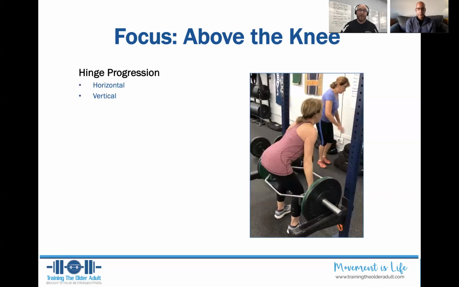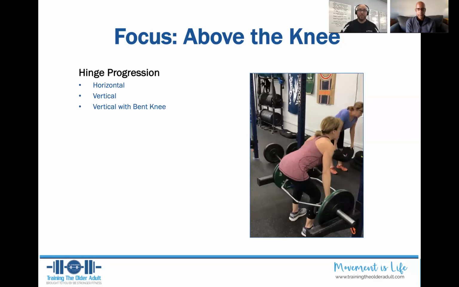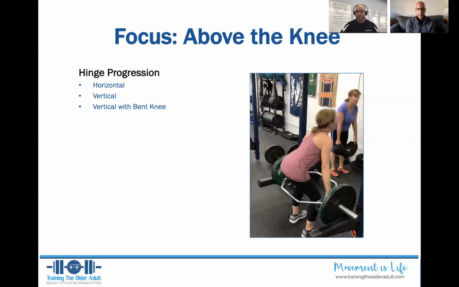I want to keep them away from that. So we work on our really good hinging patterns. We're going to start horizontally, work to a vertical, and then a vertical bent knee, which all of us as pros, we call squatting or deadlifting.